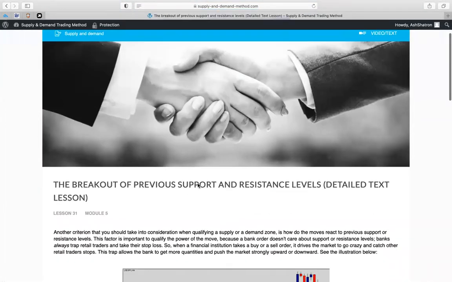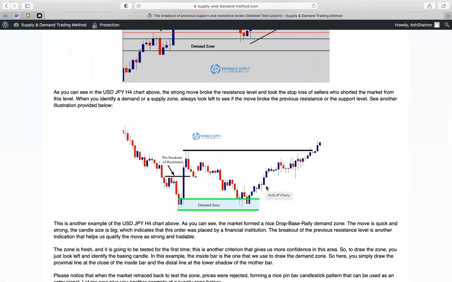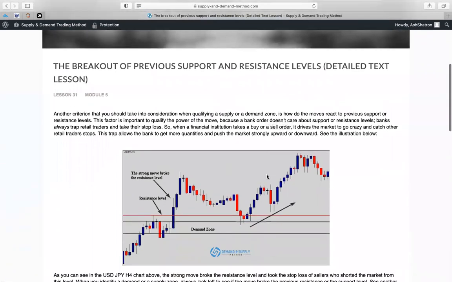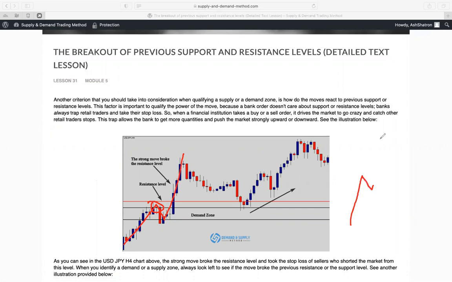All right, the breakout of the previous support and resistance level. Let's see, what is it saying? So I have price going up, right? Price retracing, price went back up. This was the zone where I was expecting price to what? Retrace. Let me do that this side. Price goes up, price does this. I'm expecting price to retrace at this level, right?